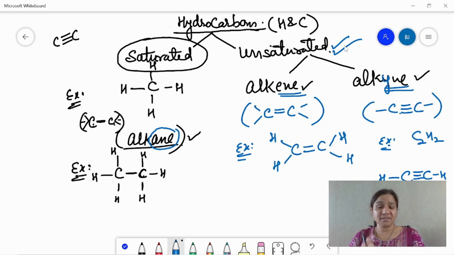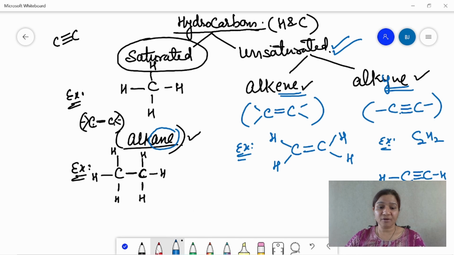When I am coming to unsaturated, two categories, alkenes and alkynes, that means they are unsatisfied. There must be a double bond or triple bond. If there is a double bond, you will say such class of compounds are known as alkenes, and if there is a triple bond, you will say such class of compounds are known as alkynes. Now I'll tell you the general formula of each family.